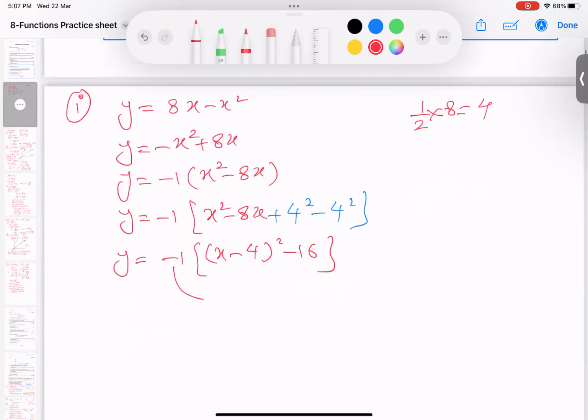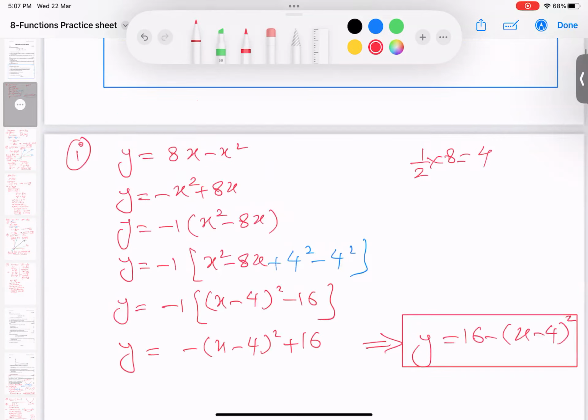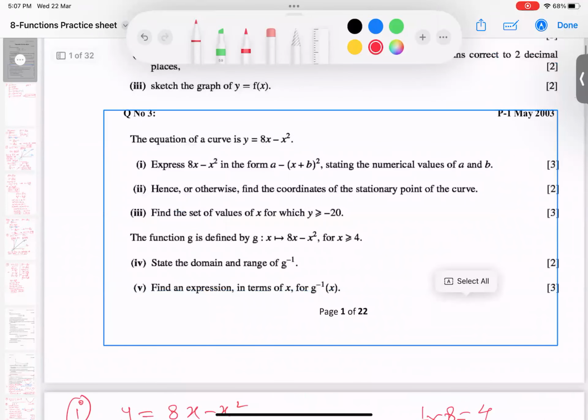Open the bracket, multiply this minus here and with that, and ultimately I get this kind of form. You can write this form or this form: 16 before, and minus (x minus 4) whole squared. So completing the square is completely over, and let's go for the next part. The next part says, find the coordinates of the stationary point.